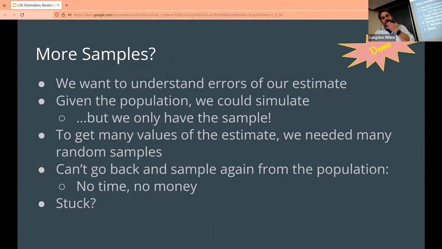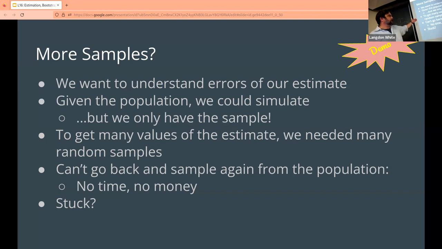All right, moving on to the next thing. When we take our samples, we need to understand the errors of each of our estimates. As we go along, we need to know how off we are each time so that we can get almost a unified error.